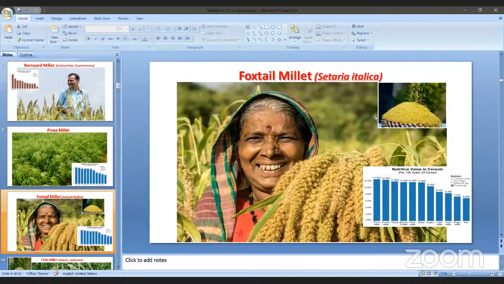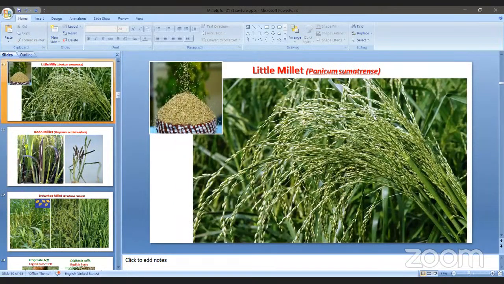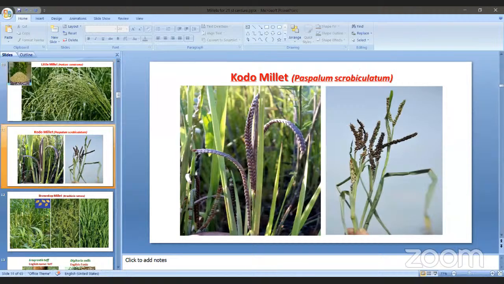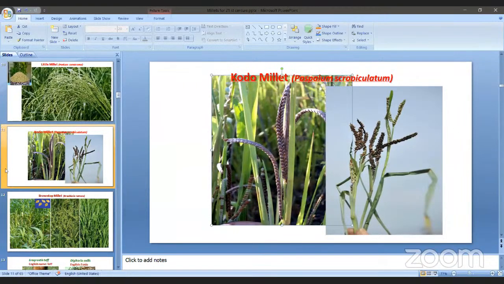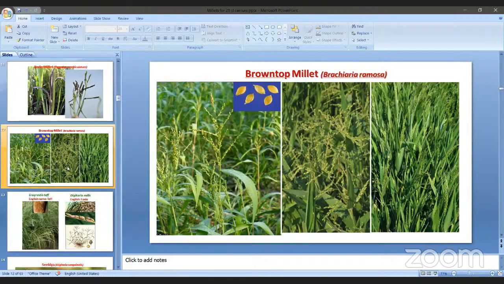This is also little millet. It has very good fodder qualities, good for humans as well as animals. Another is kodo millet. Its yield potential is very low, but it is also very good nutritious food. Among these, you also have brown top millet, which is very good for more tillering and also has more yield potential.